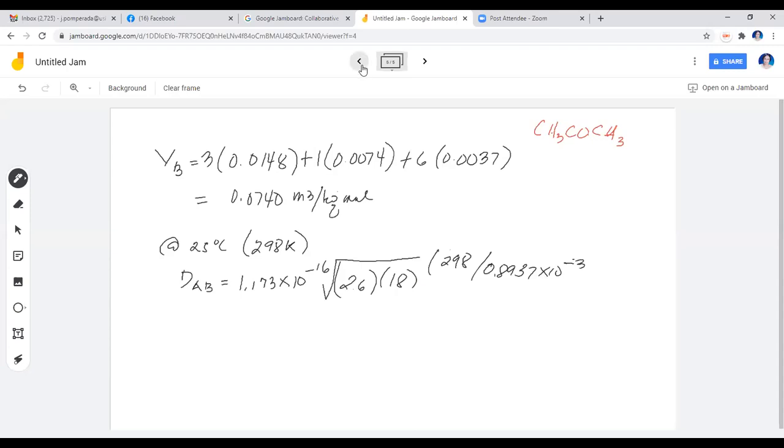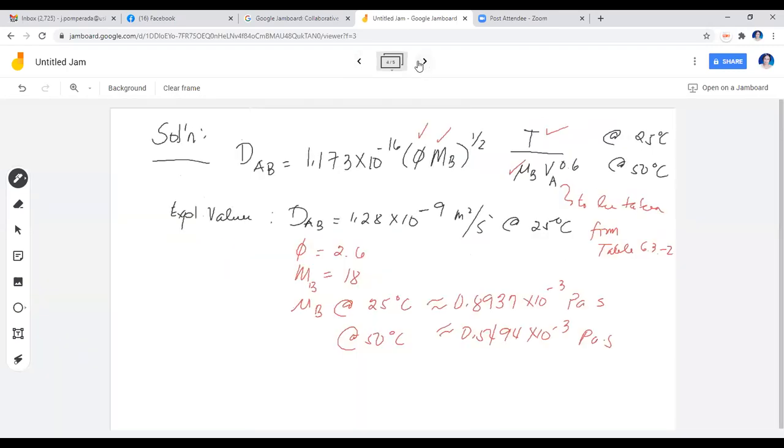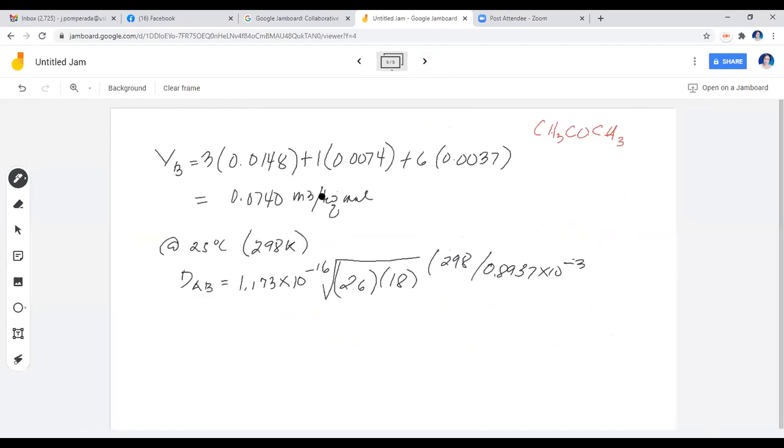And we have something multiplied to this, the VB, which is to be raised to 0.6. So we need to multiply this with 0.0740, raised to 0.6. The entire thing will be the multiplier to this expression here on the left side. So you will have a DAB for 25. You do the same for the other temperature. The procedure would just be similar.